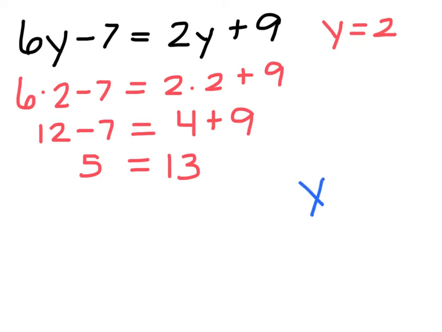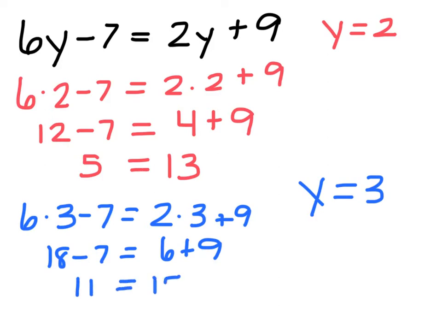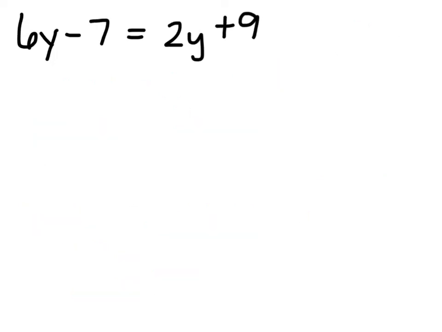What if y equals 3? 6 times 3 minus 7 equals 2 times 3 plus 9. That gives us 18 minus 7 equaling 6 plus 9. See, 18 minus 7 is 11, and 6 plus 9 is 15. Still not true. Let's try another number. Let's try y equals 4 and see what we get.